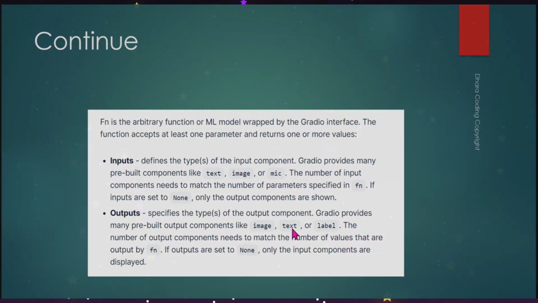Second is text to text, like a kind of chatbot. You are interacting with the chatbot. Third is a label, where you give an image as input and it gives you the label, like it is a dog or it is a horse, that kind of label. And if you give none, then it will not show anything in the graphical user interface.